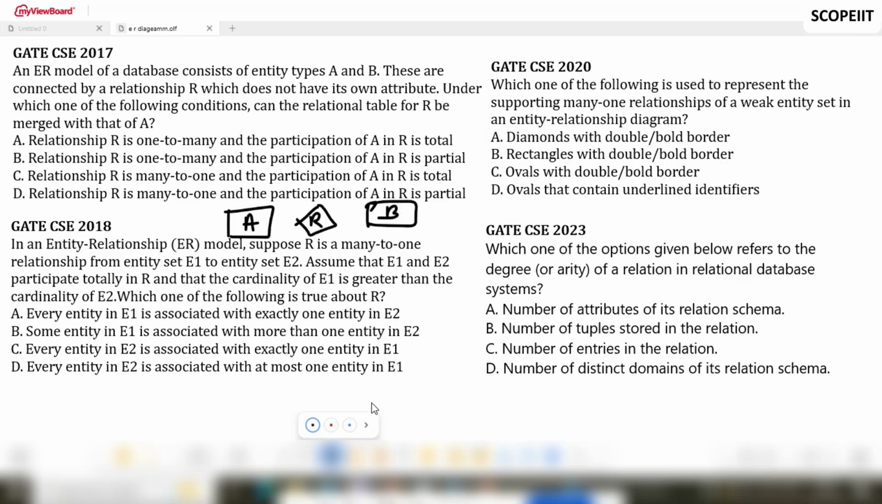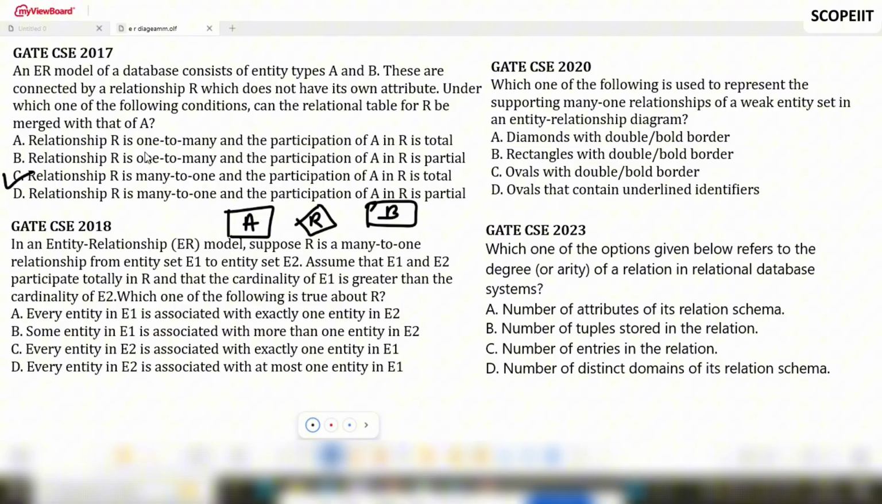Then whenever it is total, one more thing they said is that the relation R is always merged with the entity that has total participation. So what will the relation be in that case? The relation will be many to one, because total means double side, which is many, and single side means one. So it will be many to one. So the correct answer for this question will be option C: the relation R is many to one and the participation of A in R is total.